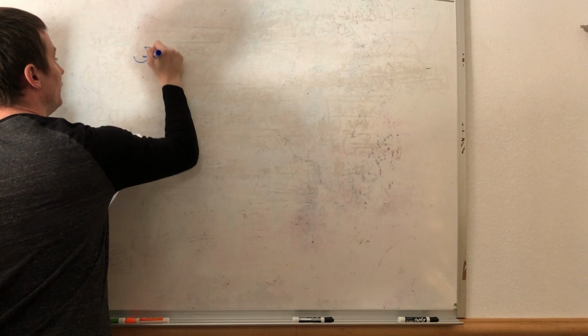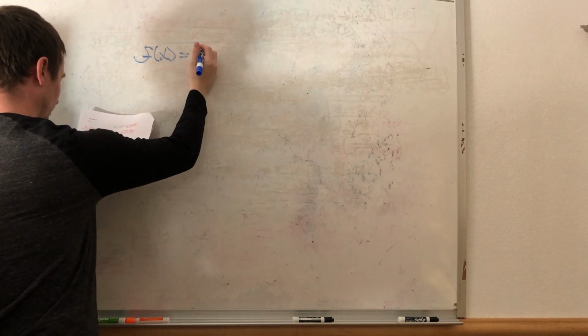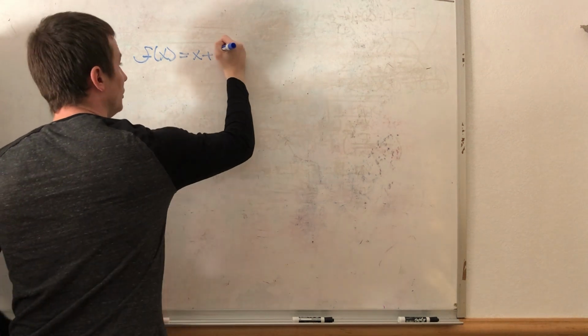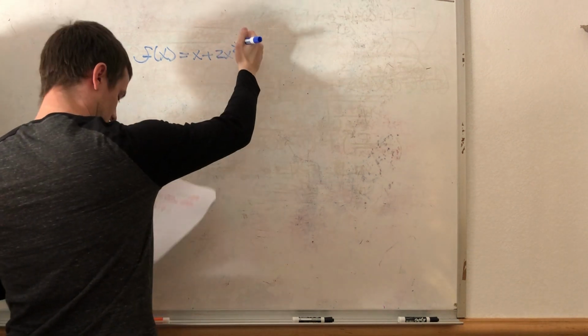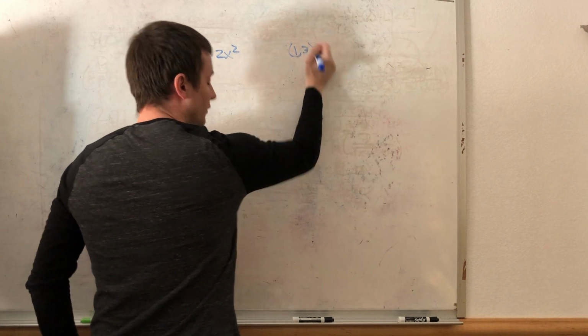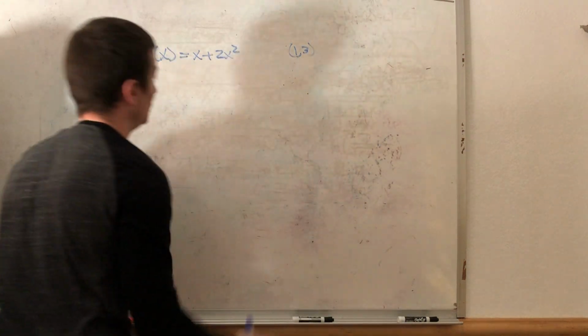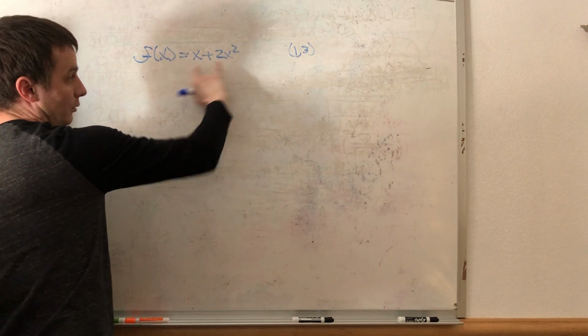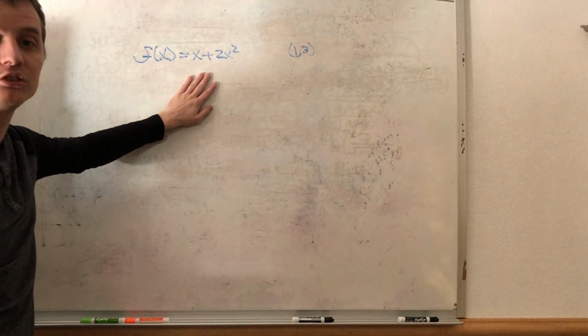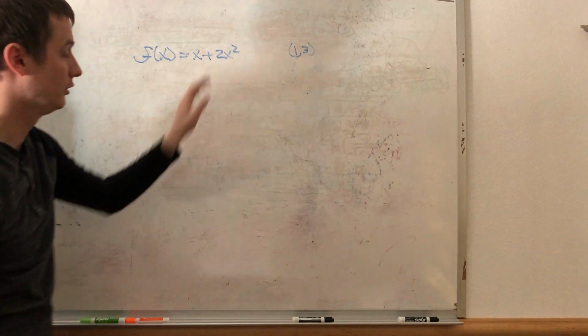We have f of x is equal to x plus 2x squared, and our point is (1, 3). So if we plug in 1 to this function, we better get 3 out, which we do. Okay, so this is a point on this function. Our job is to find the tangent line through this point of this function.